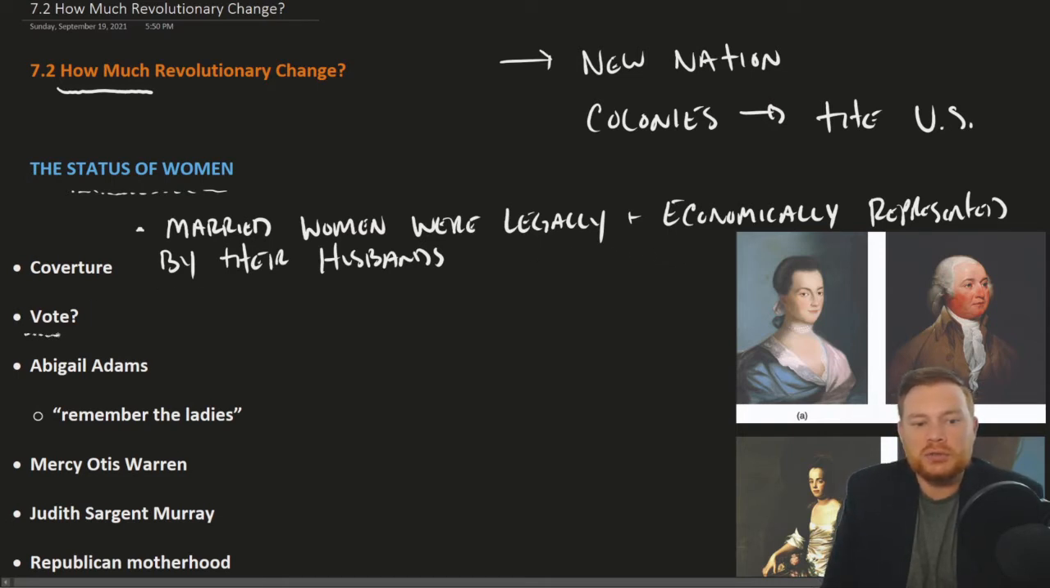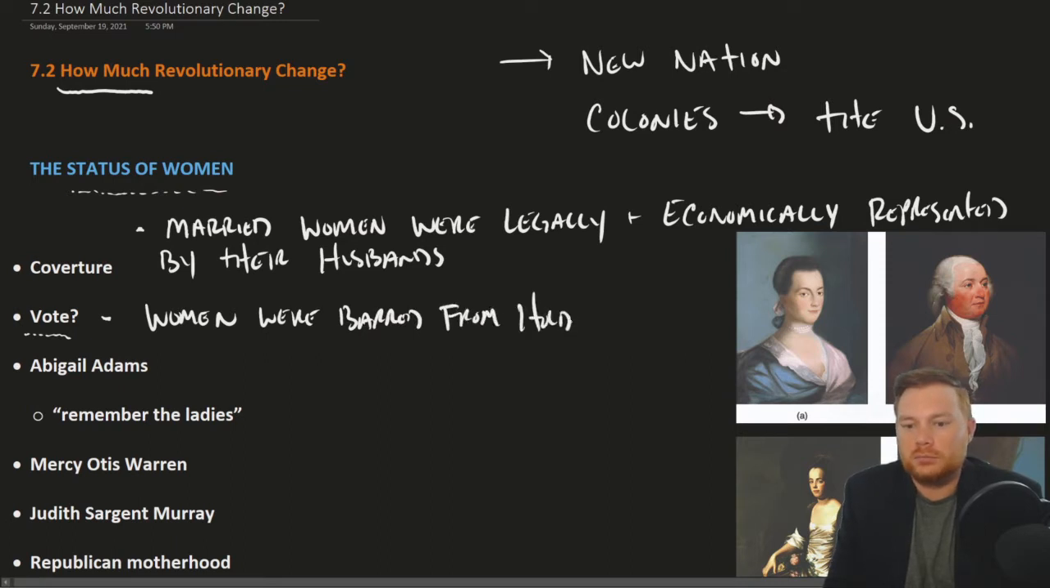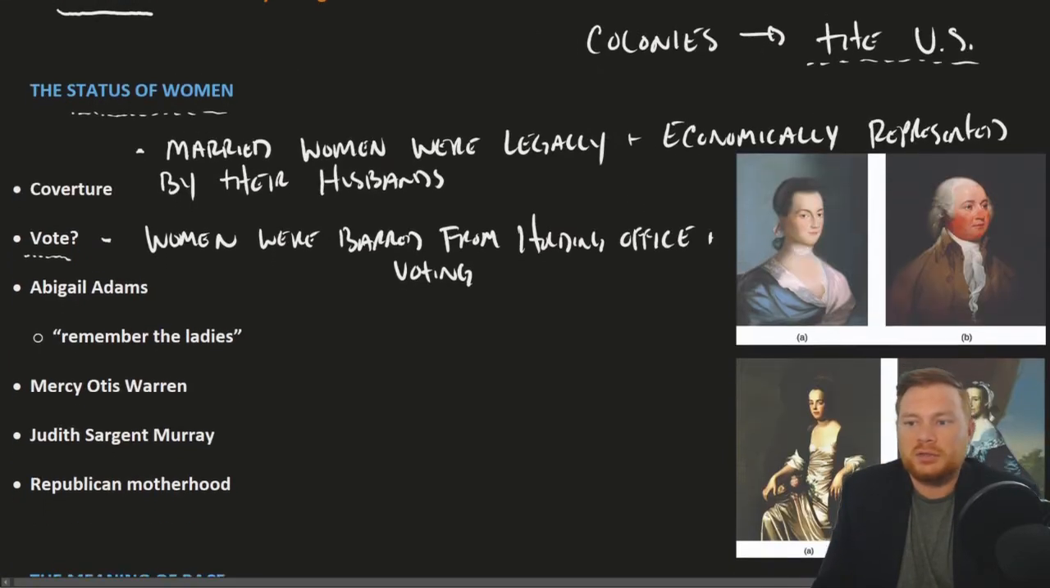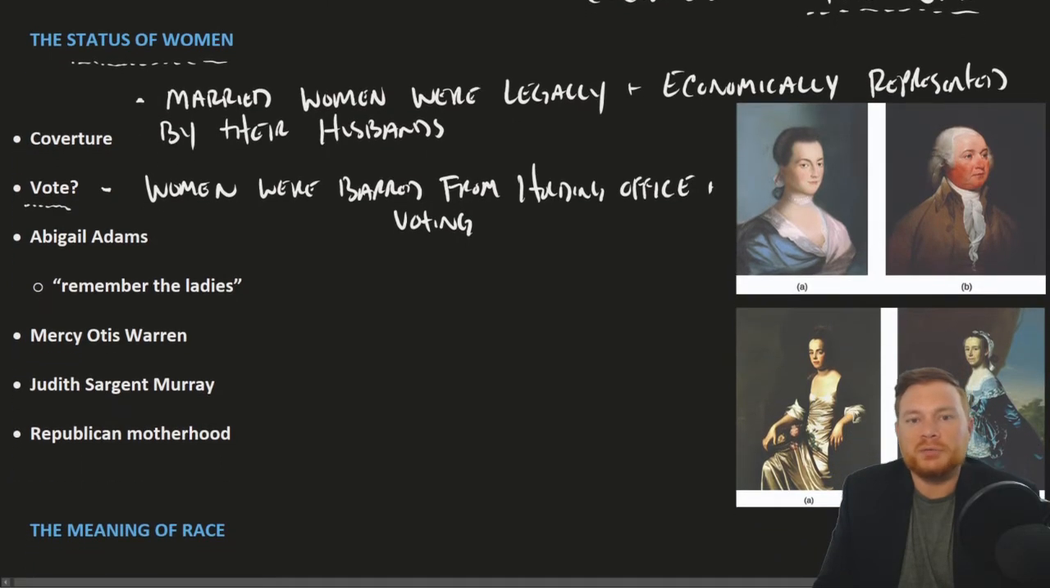Same too with political participation. After the American Revolution, as with the colonial era, women were barred from holding office and voting. After the revolution in the United States, women were denied the right to vote and denied the right to hold office. But that didn't mean that there weren't women out there speaking about these issues.